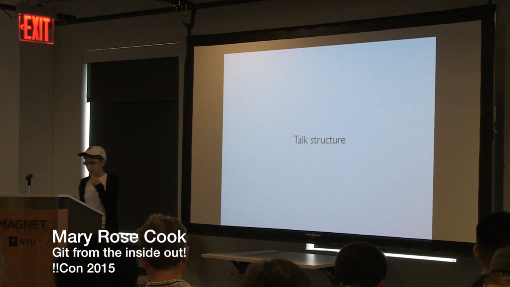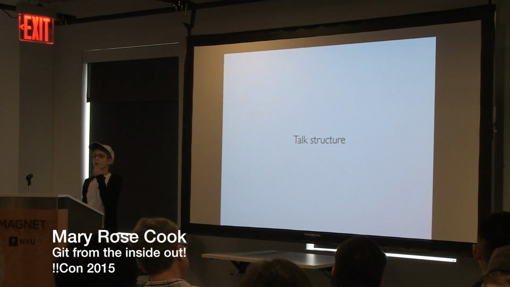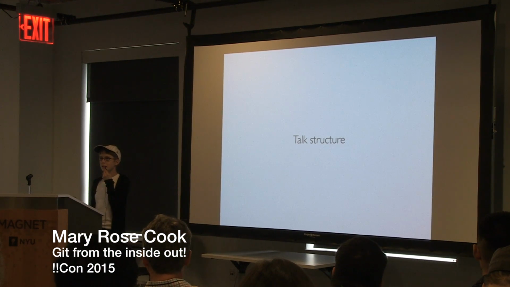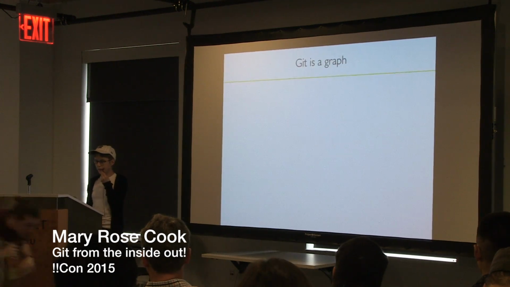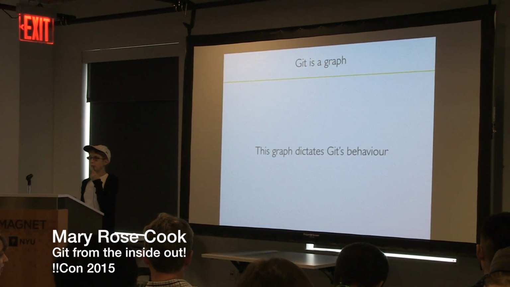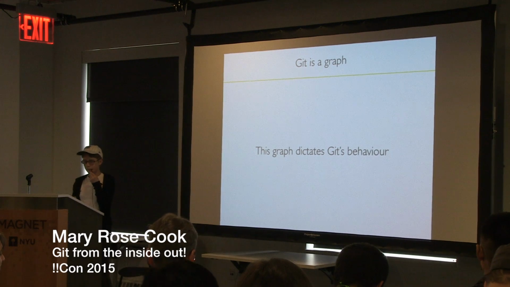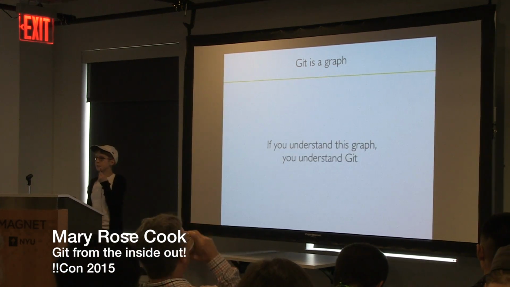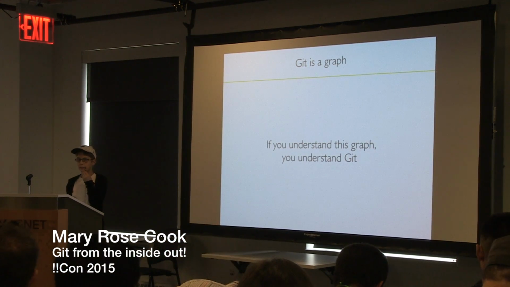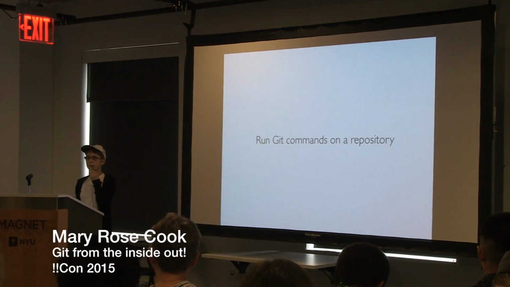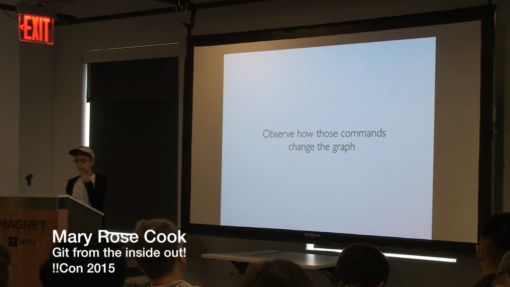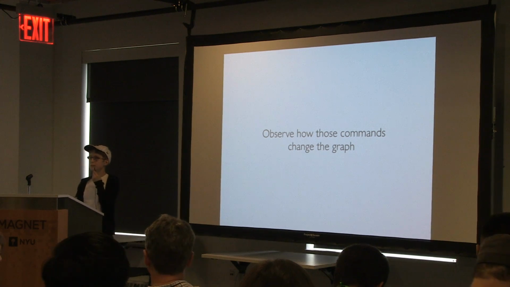So, quick overview of the talk structure. Git ultimately is a graph, and it's this graph that dictates Git's behavior. So if you understand this graph, then you understand Git. We're going to run a bunch of commands on a Git repository, and then observe how those commands change the Git graph.